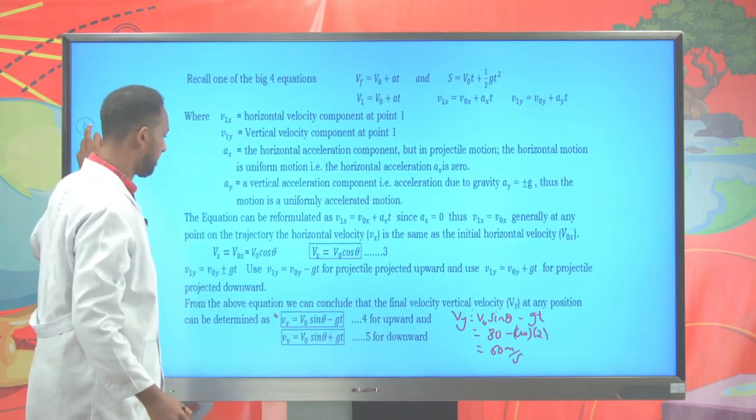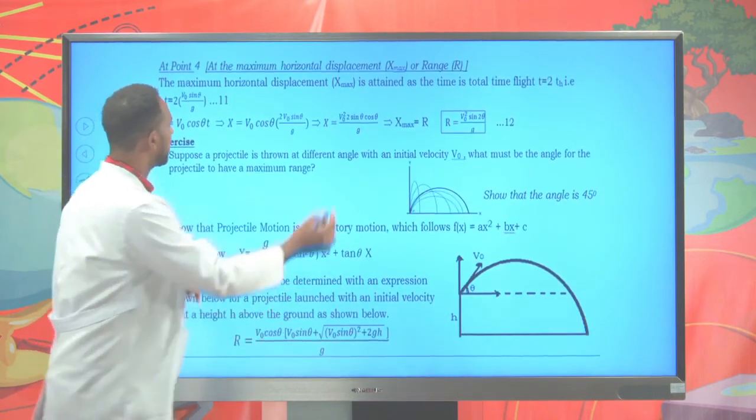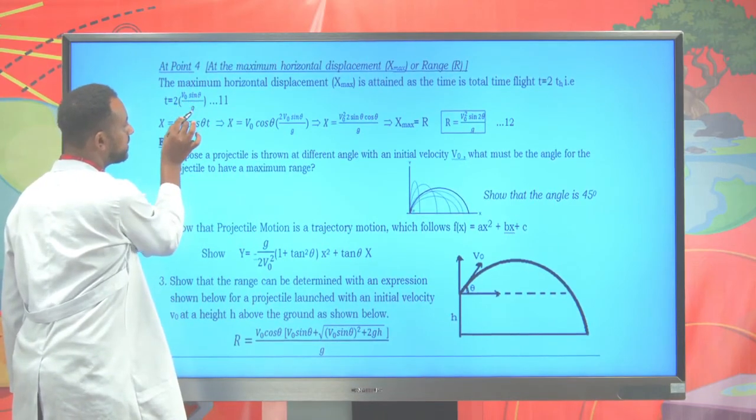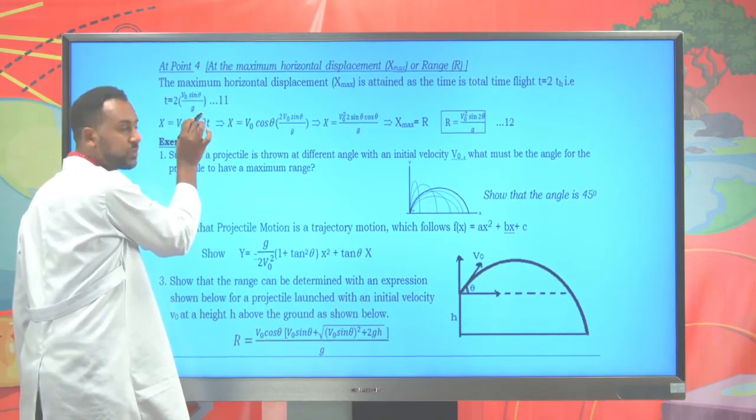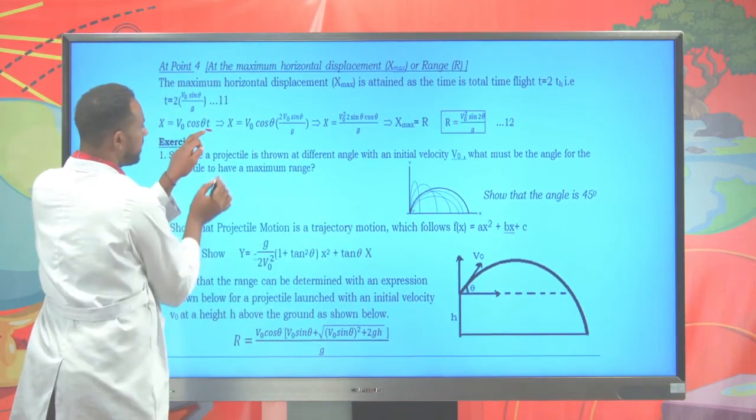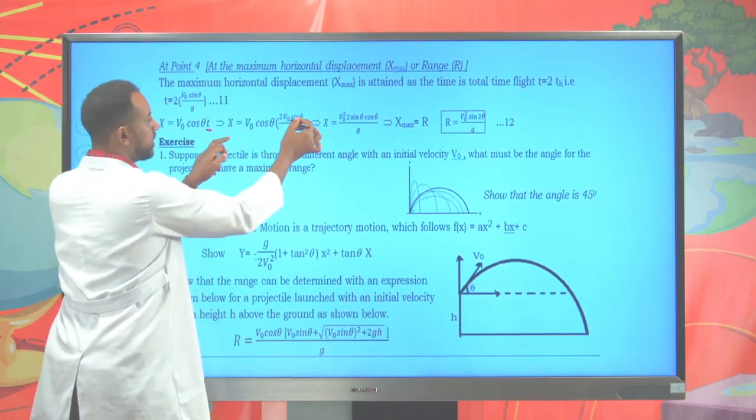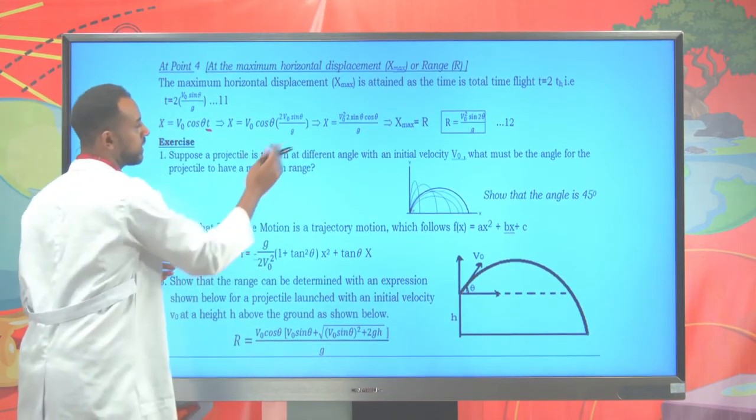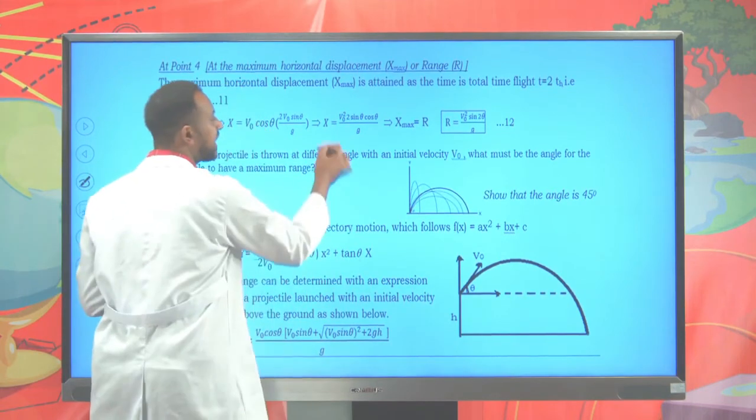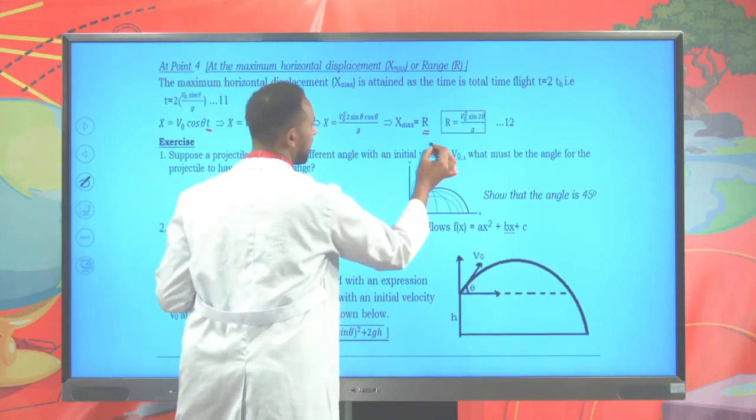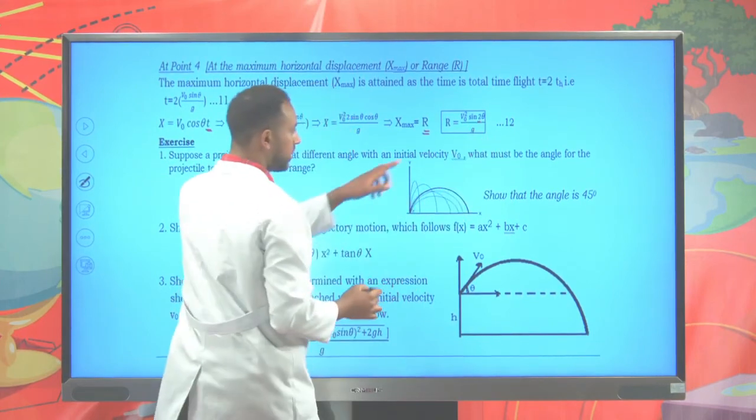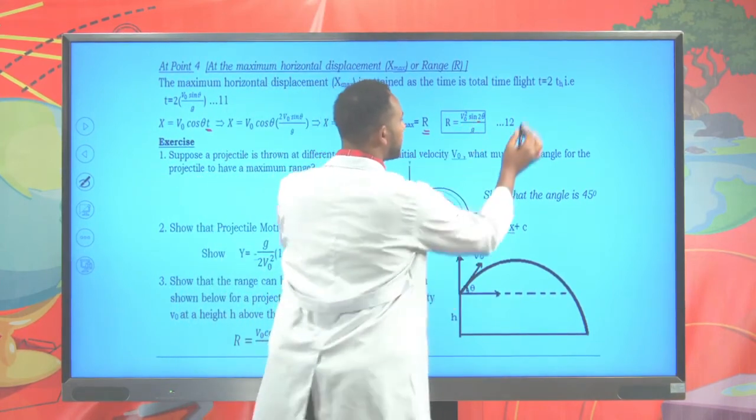Let's see here. The half-time of flight is given as v naught sine theta over g. But when you multiply it by 2, you find the total time of flight. Instead of time t, you can substitute this one, twice v naught sine theta over g, so that it's possible to find x. And the x maximum, or range R, is equal to v naught squared sine 2 theta over g. Look here, it says sine 2 theta.